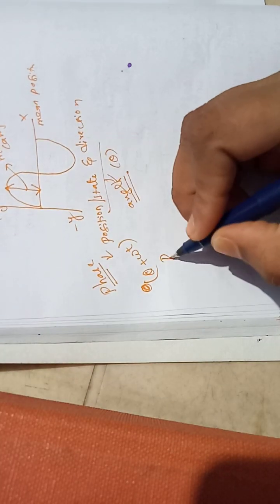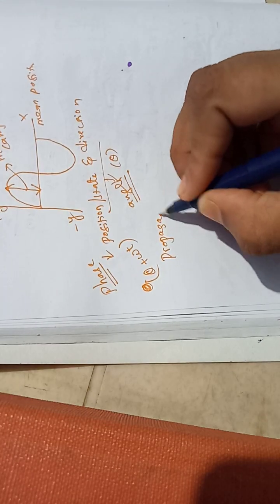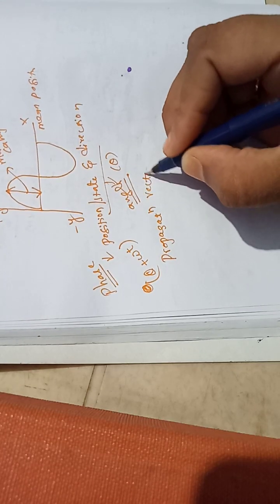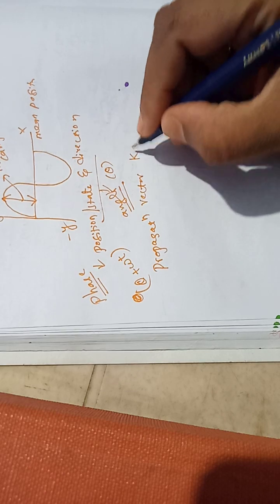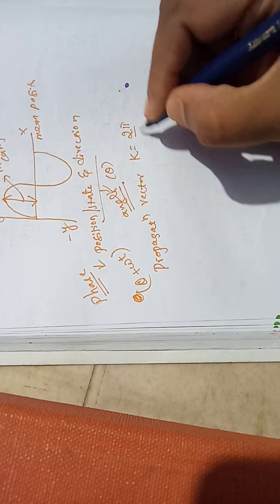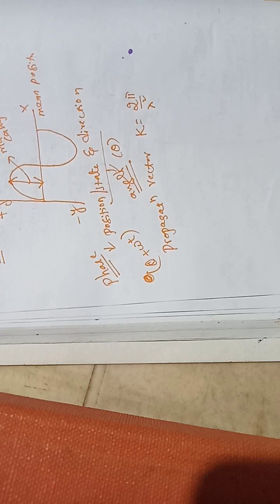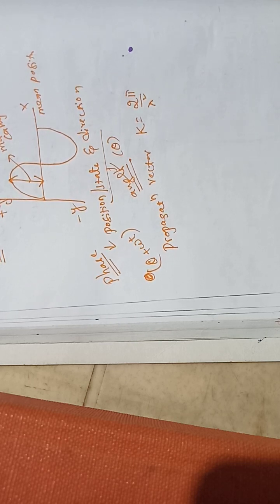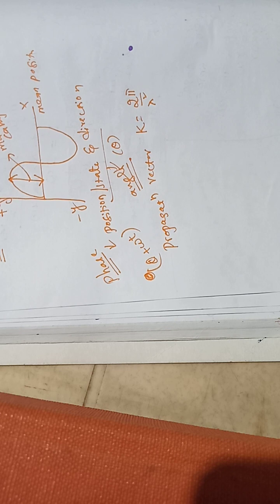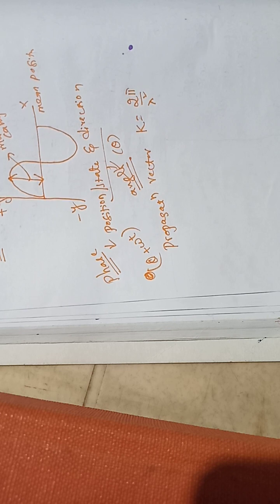Next we also have the propagation vector. The propagation vector is denoted by k, equal to 2 pi by lambda. This we call the propagation vector. Okay, this is related to the oscillations.